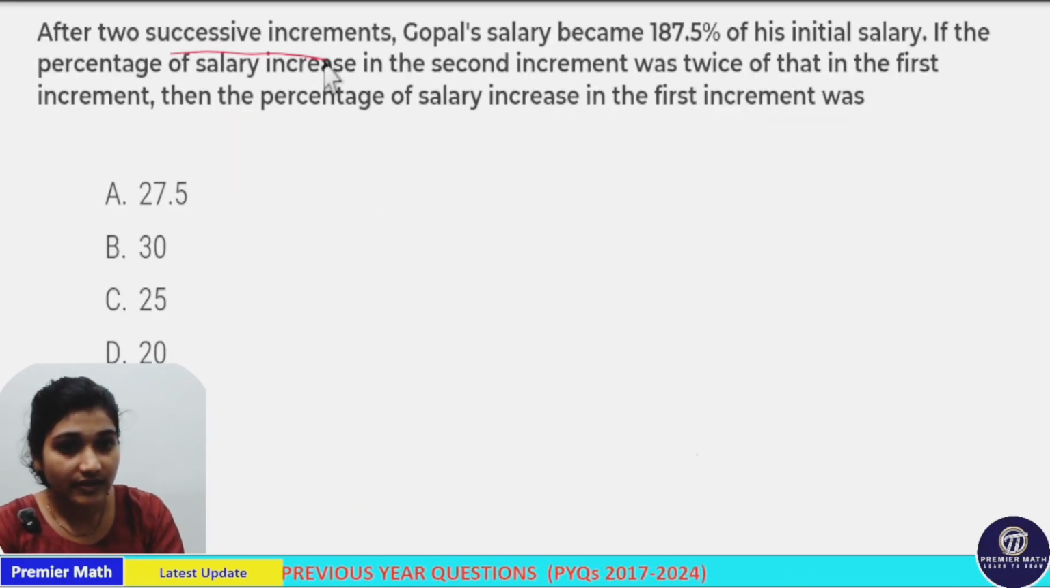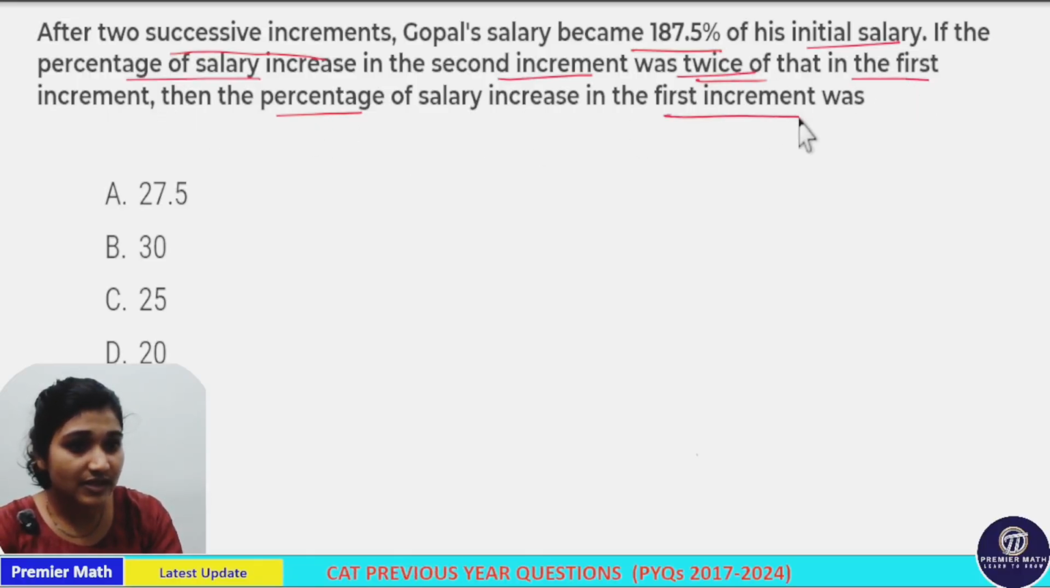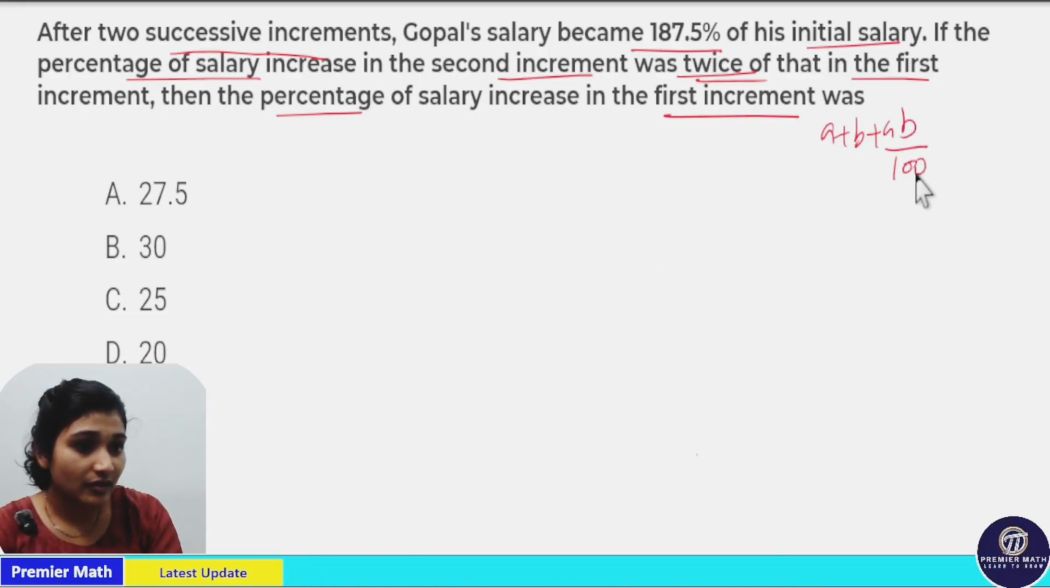After two successive increments, Gopal's salary becomes 187.5% of his initial salary. If the percentage of salary increase in the second increment was twice that in the first increment, then the percentage of salary increase in the first increment was. Here, you can directly use the A plus B plus AB by 100 formula, that is the successive increment formula.